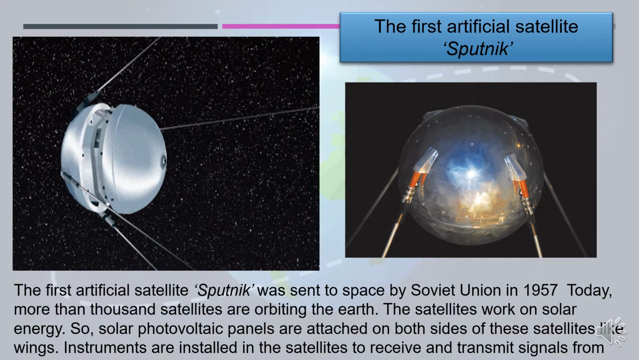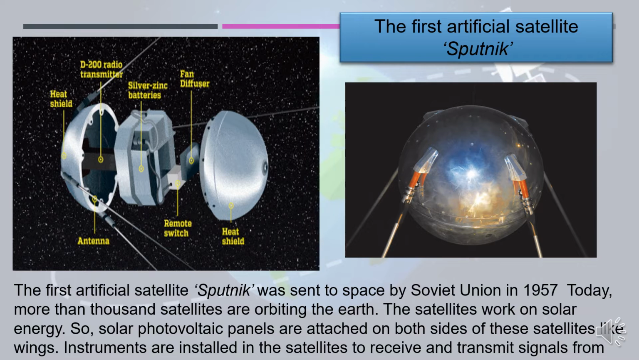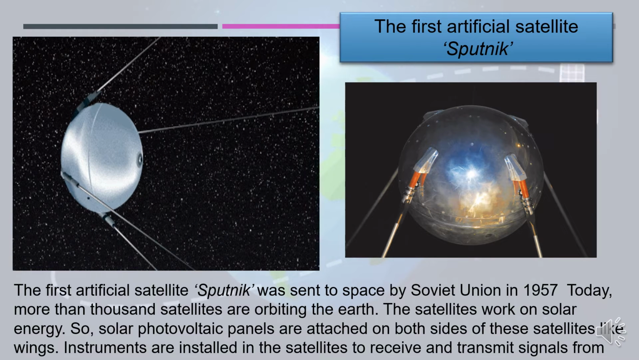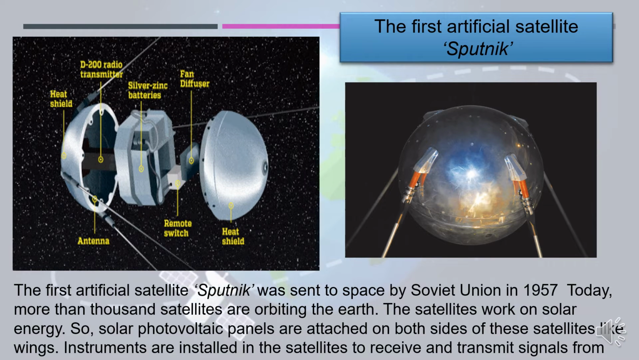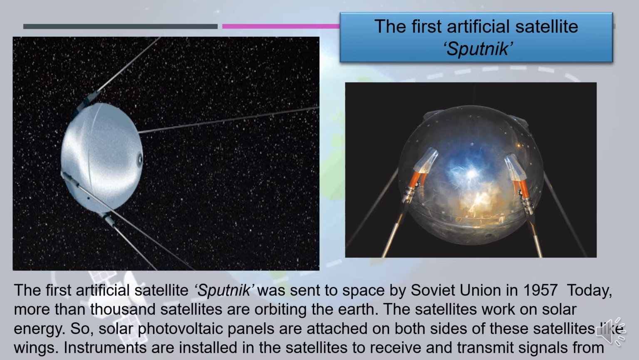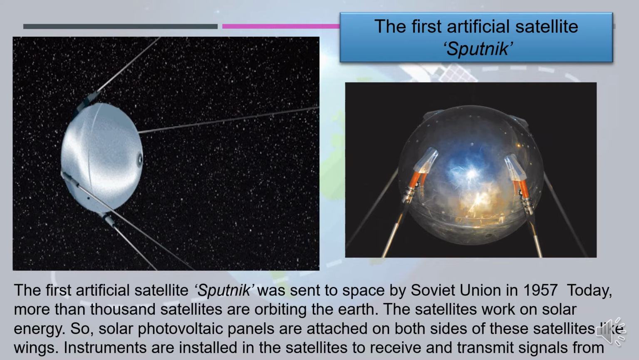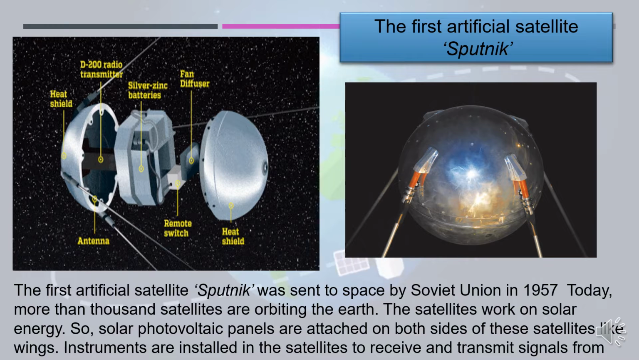तो we all know that there is the sun, and the sun can provide an unlimited amount of solar energy to the satellites which are sent up, and that energy can be used by the satellite to work and function properly even if they are up in space. ठीक है, so solar photovoltaic panels are attached to both sides of the satellites like wings. Instruments are installed in the satellites to receive and transmit signals from and to the earth.